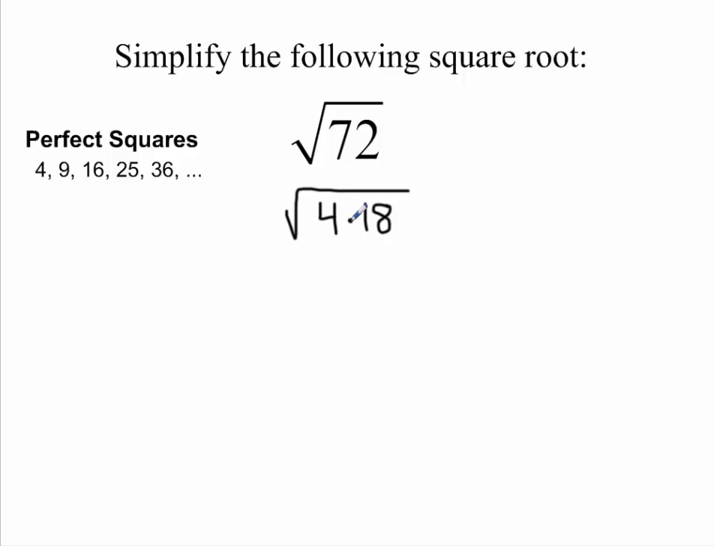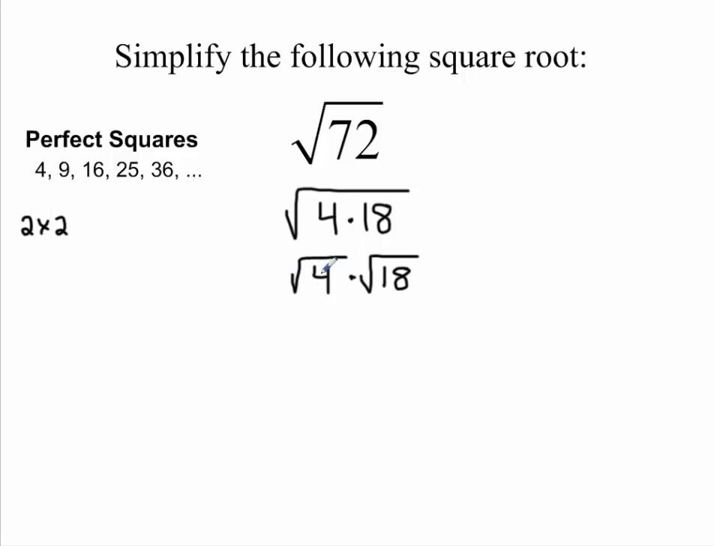Once I have a product inside of the radical, I can split that up. So we have the square root of 4 times the square root of 18. That's one of the properties of square roots. So these still have the same value. And I can see here the square root of 4, I can actually do that because I got 4 by doing 2 times 2. That's the result of multiplying 2 with itself.